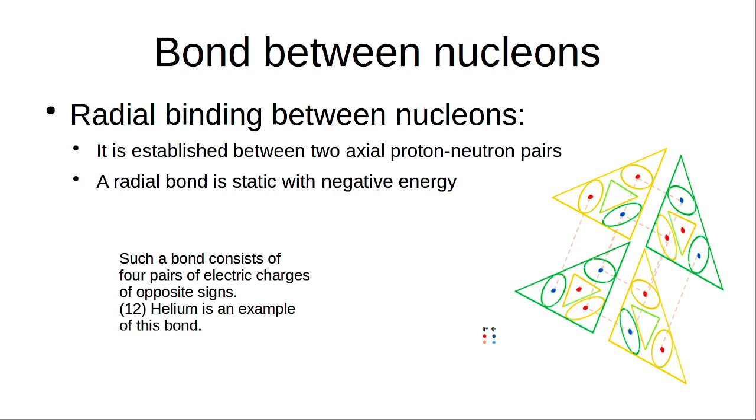Bonds between nucleons. Radial bond between nucleons. It is established between two axial proton-neutron pairs. A radial bond is static with negative energy. Such a bond consists of four pairs of electric charges of opposite signs. 12. Helium is an example of this bond.